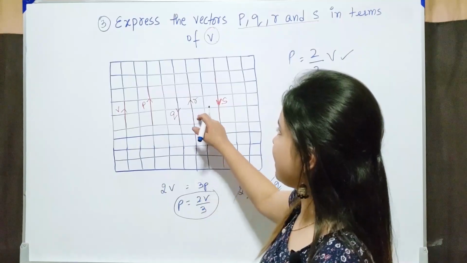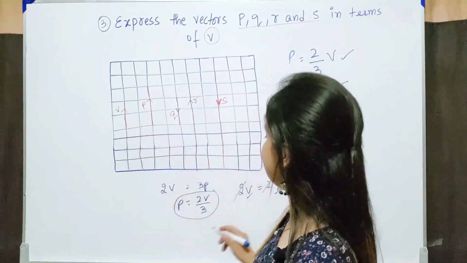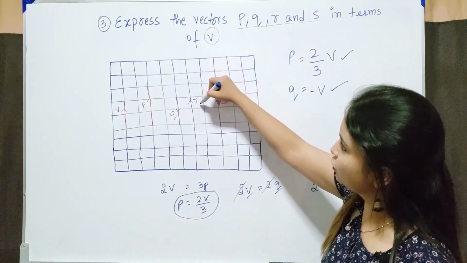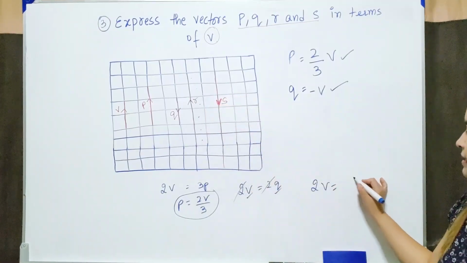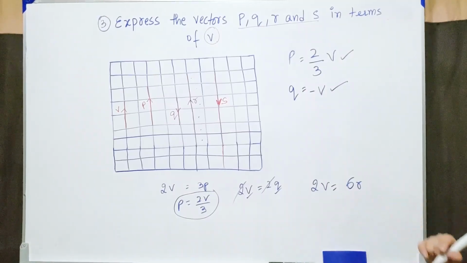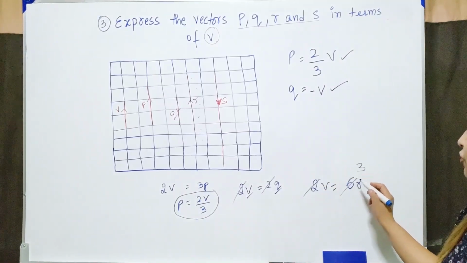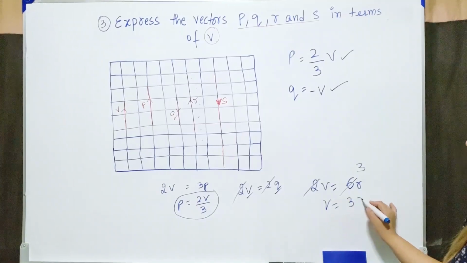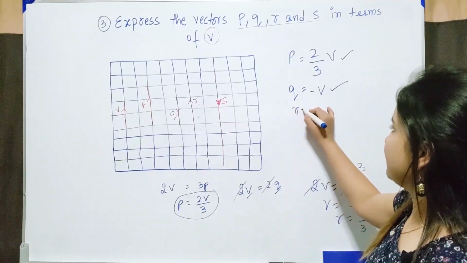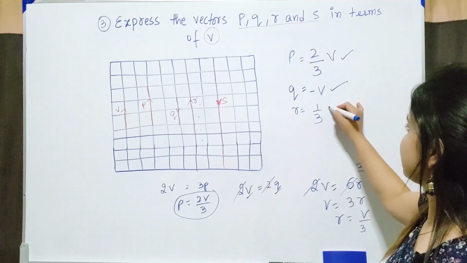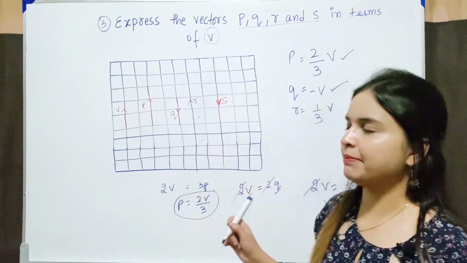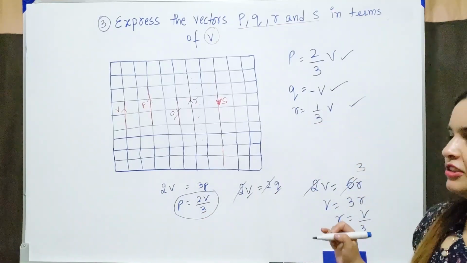Third vector is R. Now V is 2V. R is 1, 2, 3, 4, 5, 6. 6R. Okay. V occupies 2 blocks. R occupies 6 blocks. So 2 times 3 is 6. V is equal to 3R. R is equal to V over 3. Or I can say R is equal to 1 over 3 times V. Now, direction of V and R are same. So this will be a positive quantity.